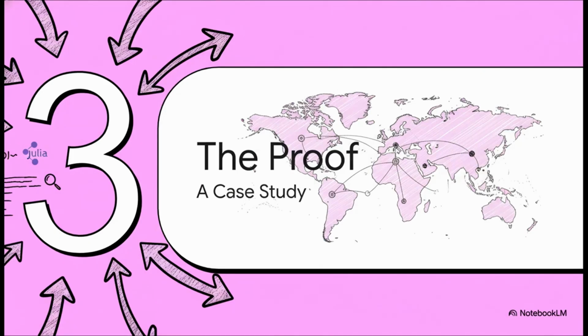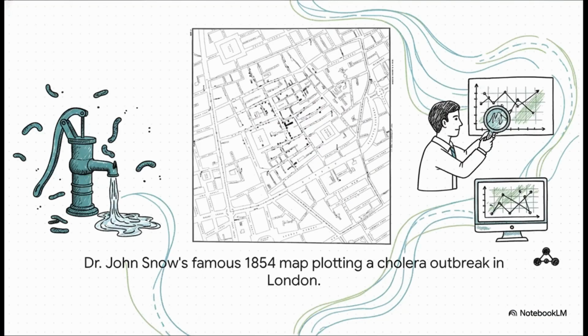Okay, so this all sounds good in theory, but does this modern approach actually make a real-world difference? Well, let's look at one of the most famous examples in the entire history of data mapping. Picture this. It's London, 1854. A terrifying cholera outbreak is sweeping the city. A doctor, John Snow, had a hunch, and it was a pretty controversial one at the time, that the disease was spreading through contaminated water, not through the air. And to prove it, he did something groundbreaking. He painstakingly mapped the location of every single cholera death.